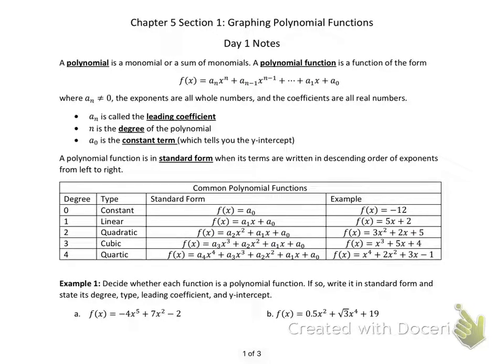Hello, welcome to Chapter 5, Section 1, Graphing Polynomial Functions, Day 1 Notes. We're taking all of Section 5.1 and splitting it up so that you're getting little bitty chunks at a time.